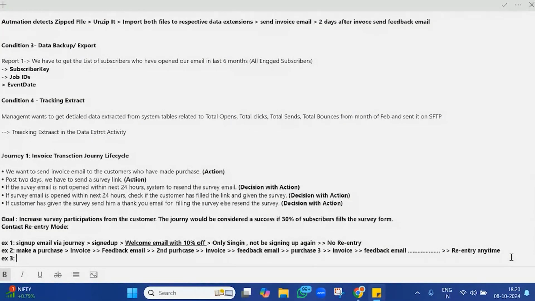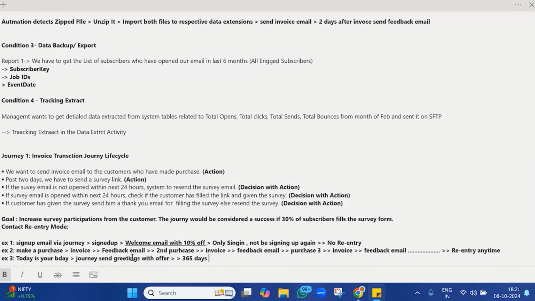In example 3, today is your birthday. The journey sends greetings with an offer. Now tomorrow you won't get any birthday. You will get your next birthday after 365 days. So tomorrow you should not enter this journey, neither should you enter the day after tomorrow.